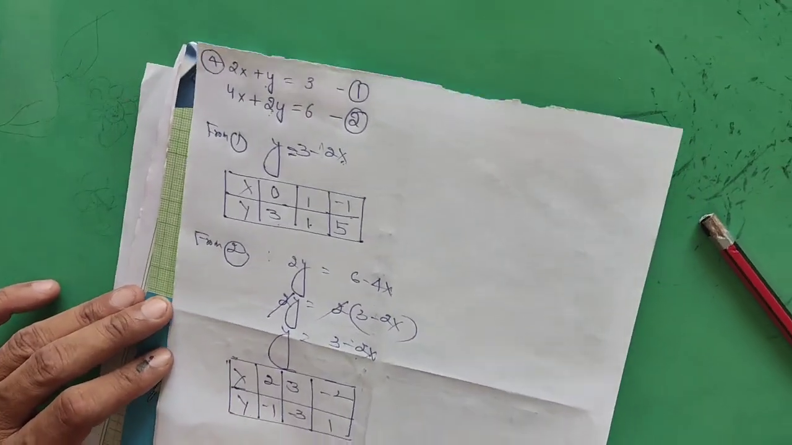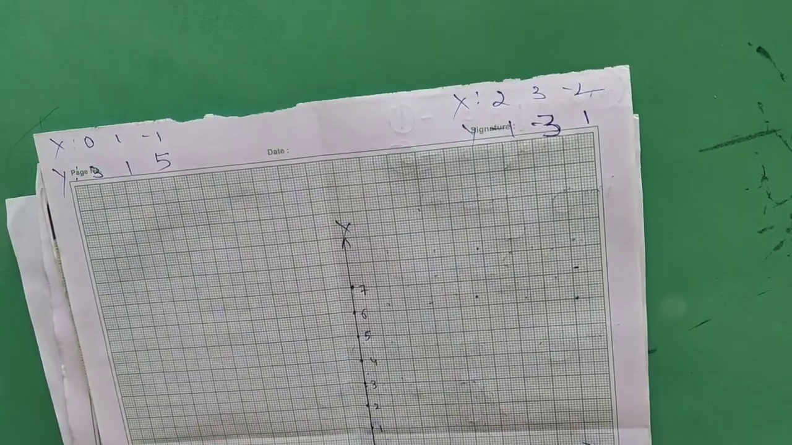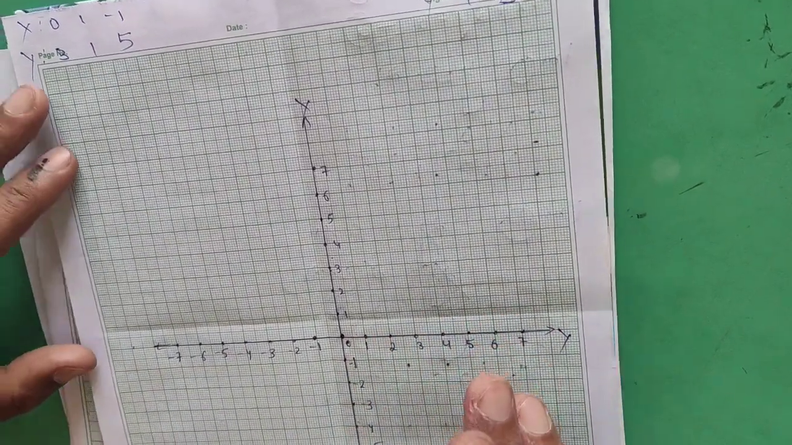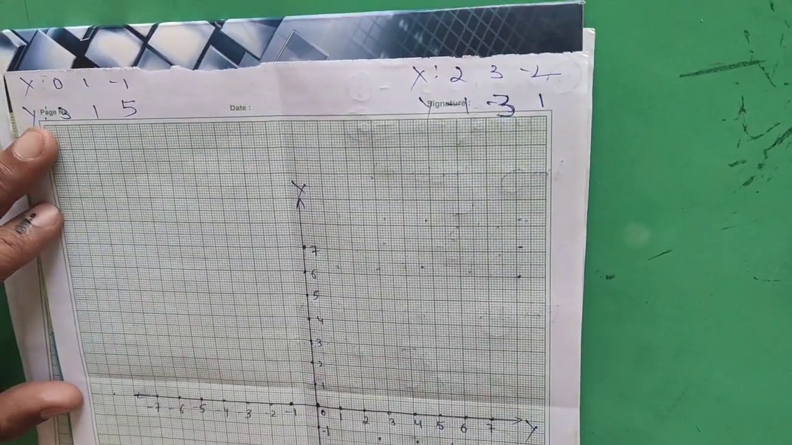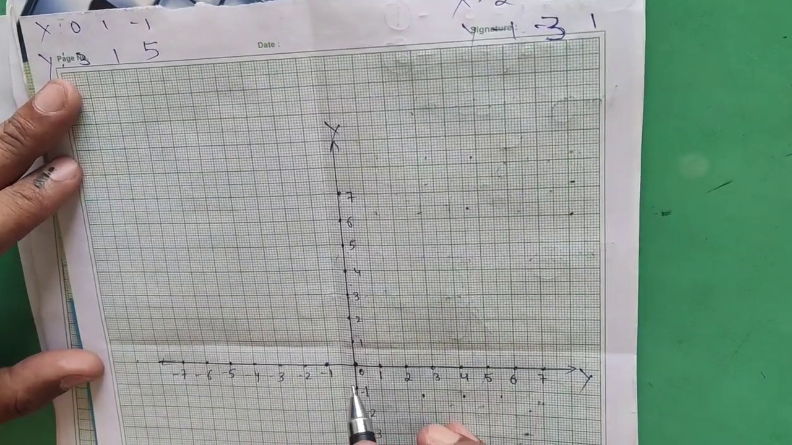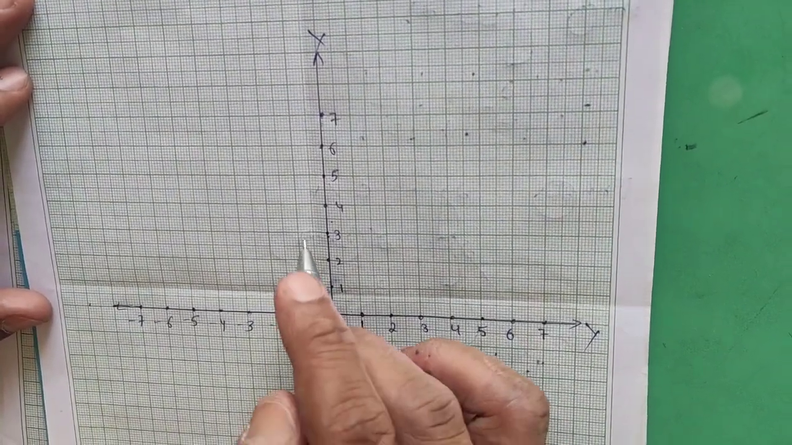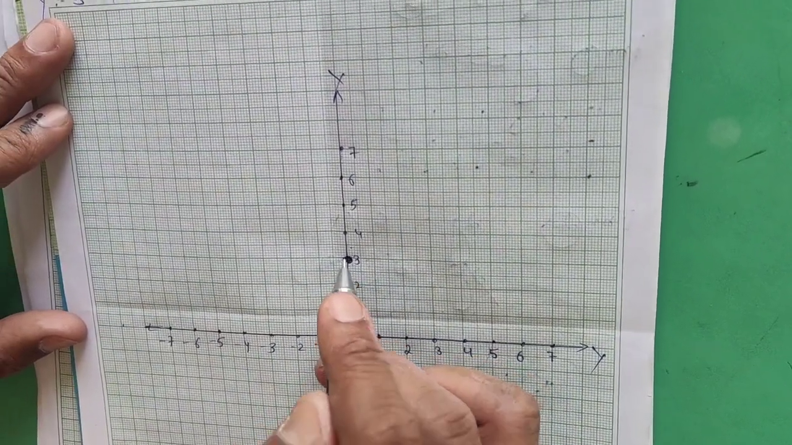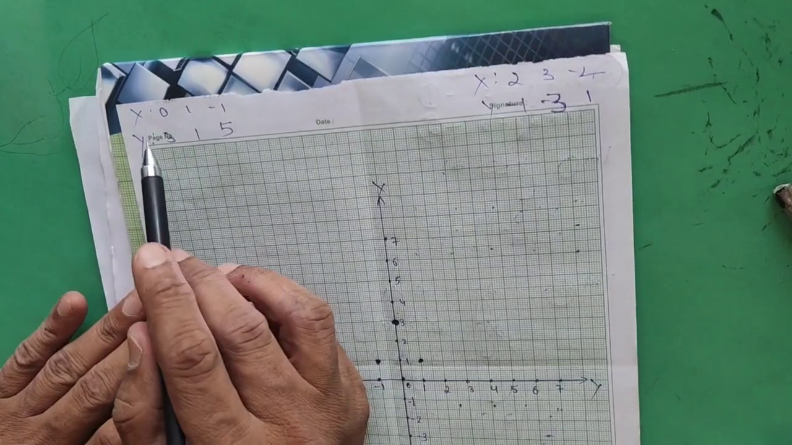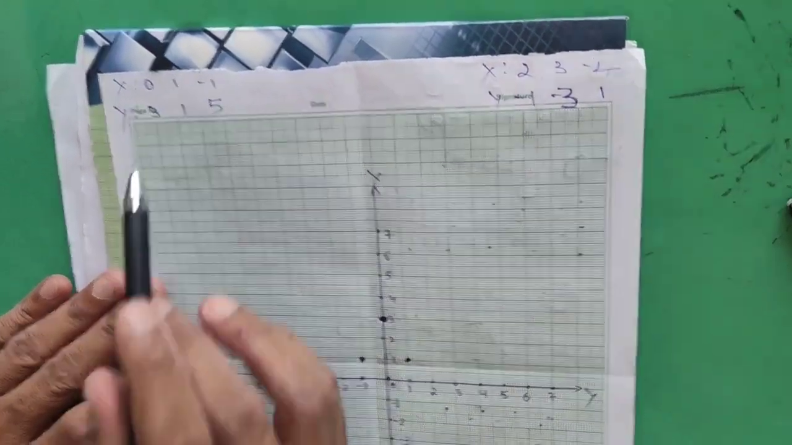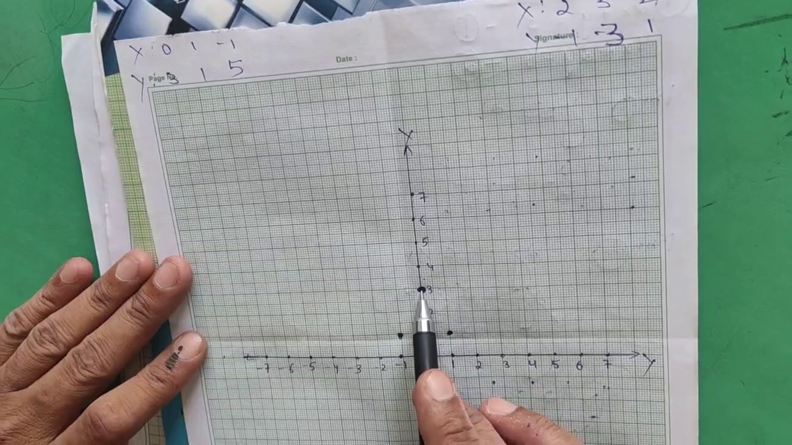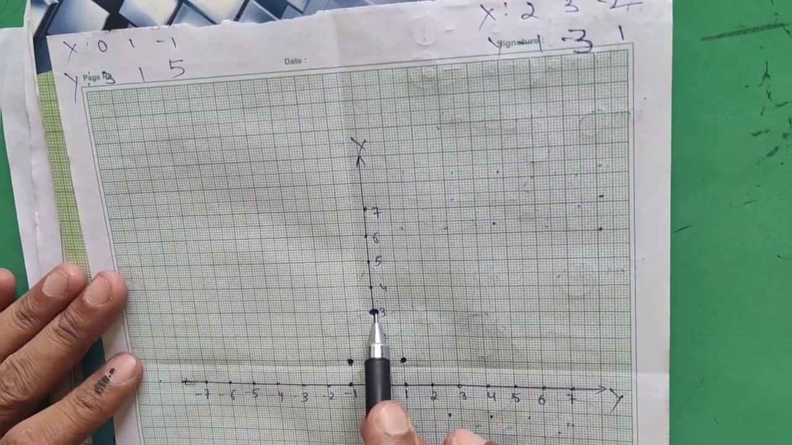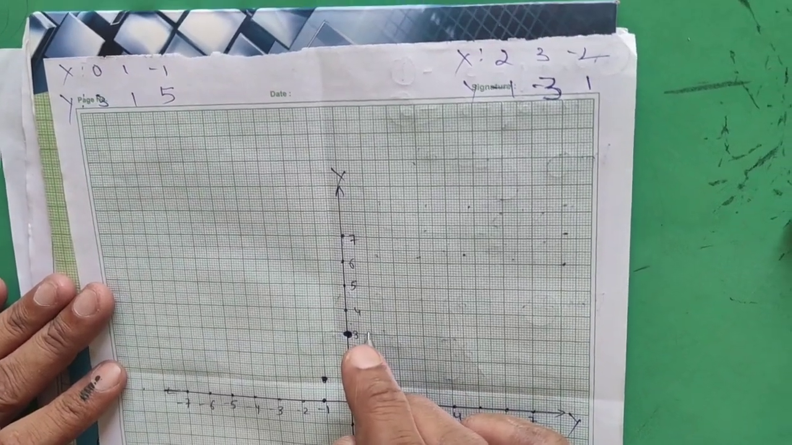Now we plot the graph of this question. Now we plot the points of the first line as well as the second line. First of all, we plot the points of line 1. So the first point is 0, 3. X is 0 and y is 3. So this point is here, x 0, y 3. 1, 2, 3. This point is here, x 0, y 3.